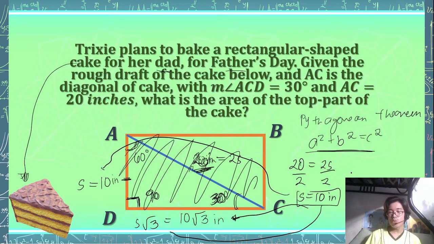And then since we want to know the area of the rectangle, that's going to be length times width. We know that the length is equal to 10 and the width is equal to 10 square root of 3. So that's going to give us 100 square root of 3 square inches. So therefore, the area of the top part of the rectangular cake that Trixie baked for her father is 100 square root of 3 square inches. And that's how we solved it.